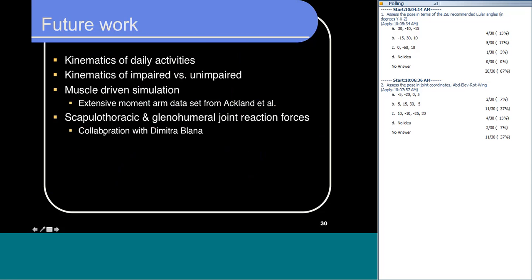Currently we are processing kinematics from daily living activities of both impaired and unimpaired individuals. We already added muscles to the model, matched to experimental cadaveric data such as muscle moment arms. We already successfully ran scapulothoracic and glenohumeral dynamic analyses with data from both impaired and unimpaired individuals in a collaboration with Dimitra Blana.